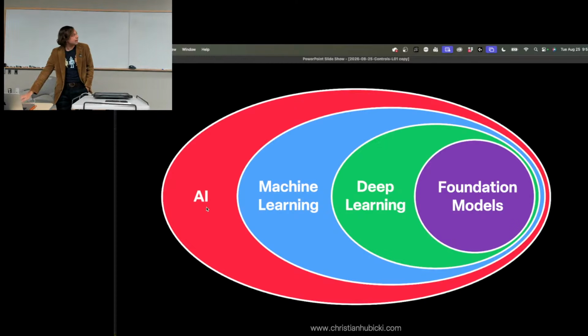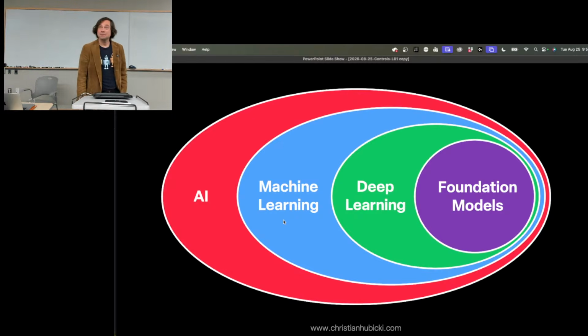When in fact, if you go down this Euler diagram here, AI is anything where it's a computer making a decision for you. Machine learning is learning from data. Guess what? We don't need to do that in control systems. Okay? We don't need to learn from data. If we just know what our system is, we can do some math and we can make a controller that works. We don't need data from the machine to do that.